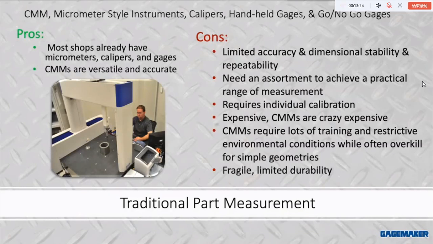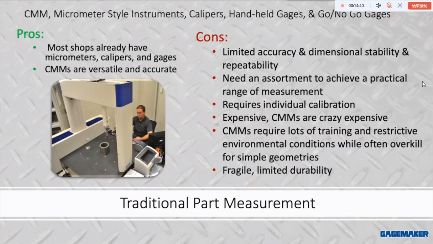And then you can go as far as something very accurate like a CMM. So there are advantages to using the hand gauges because they're already available, and that's the most traditional way to measure a part. And there is some versatility there. And then for a CMM, the biggest pro is they're extremely versatile for difficult geometries, and they're very, very accurate.